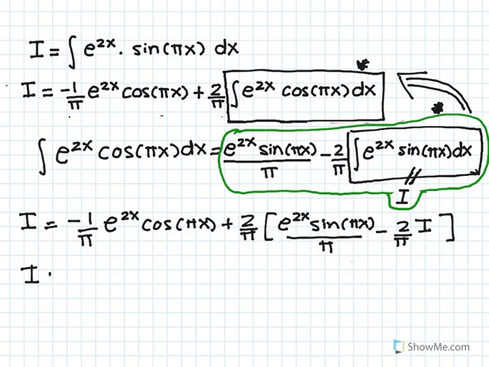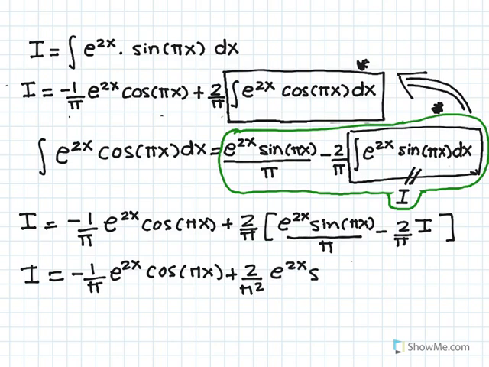So I is equal to negative 1 over pi e to the 2x cosine of pi x, distributing the 2 over pi, and we get 2 over pi squared e to the 2x sine of pi x, and 2 over pi times minus 2 over pi I, we get minus 4 over pi squared times I.